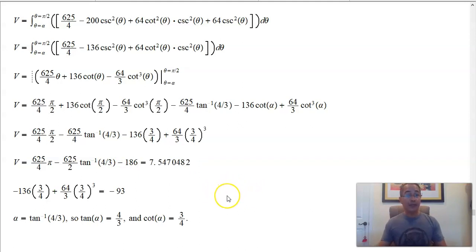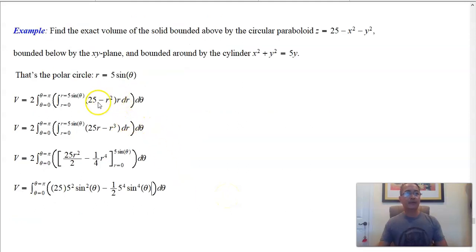And same thing with what we're doing now, we should double that integral. All right, so this is what I have so far. Same thing as before, 25r minus r cubed, and remember to double this time. So we have same antiderivative, plug in the endpoints, 5 sine theta, that becomes 5 squared sine squared, r to the 4th becomes 5 to the 4th, sine to the 4th, okay? So because of the 2 there, that 2 goes away, and that 4 just becomes 1/2.